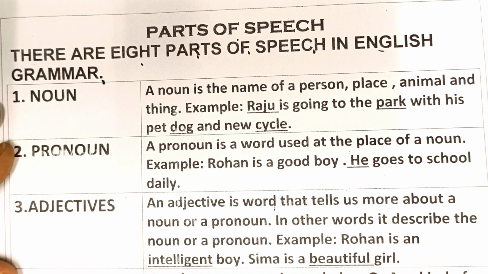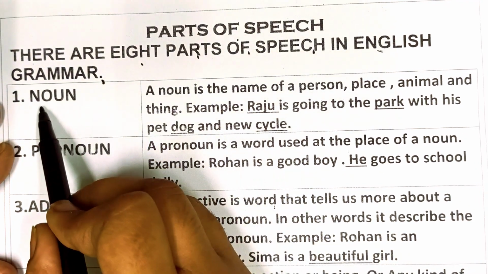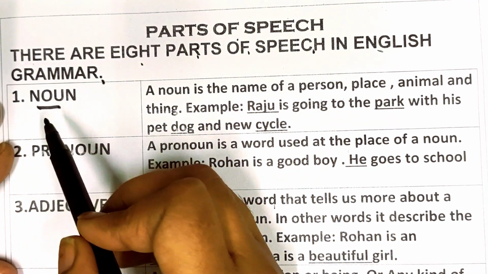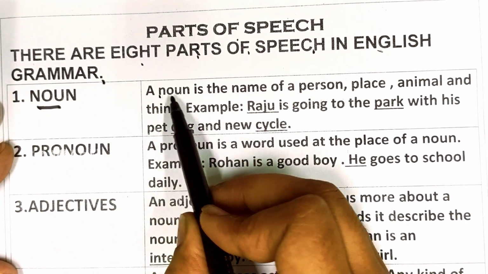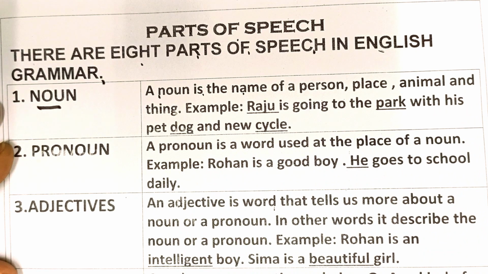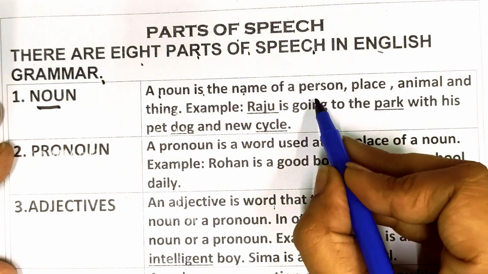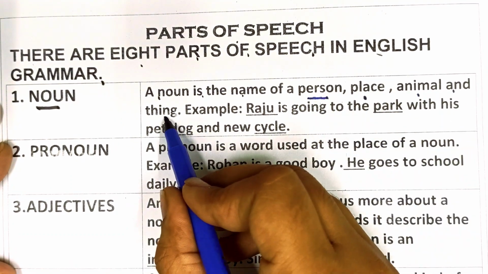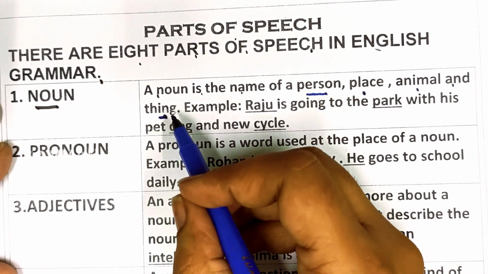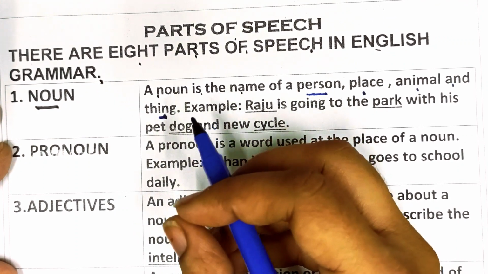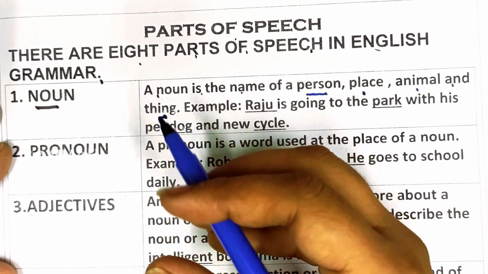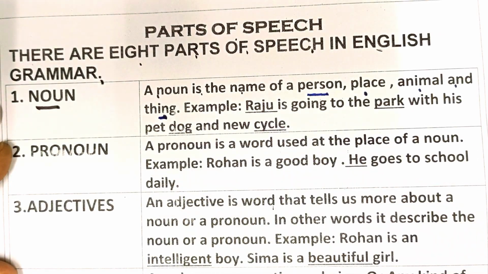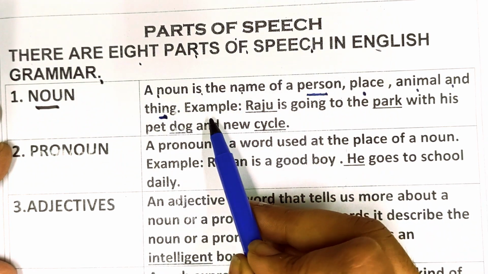Okay, so the first one is noun. Okay, so now what is noun? So a noun is the name of a person, place, animal and thing. Okay, so any name, the name of any things, any animal, any person, any place come in the category of noun. Clear? Let's understand this definition with an example.